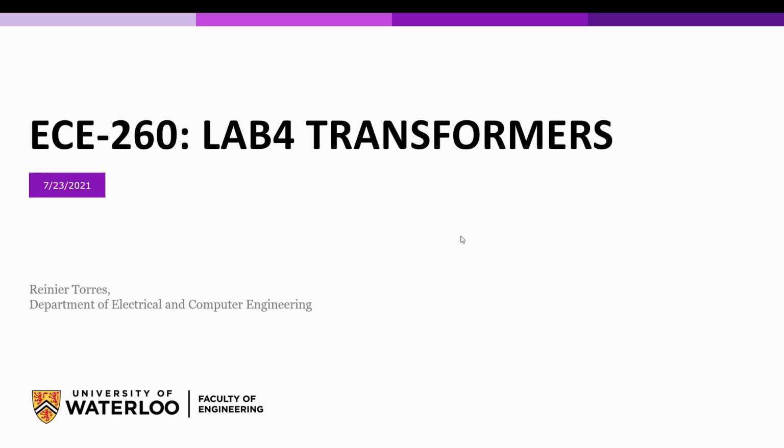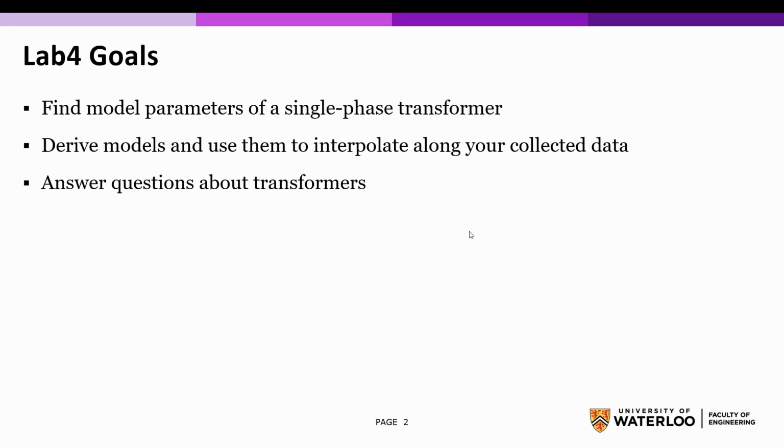So the goals for the lab are to find model parameters of a single phase transformer. We are not using the three phase for this lab. You're going to derive models and use them to interpolate along your collected data or given data. This is pretty much the same thing you've been doing for lab 2 and lab 3. We are extending that to lab 4. So nothing new, nothing that you don't know how to do.